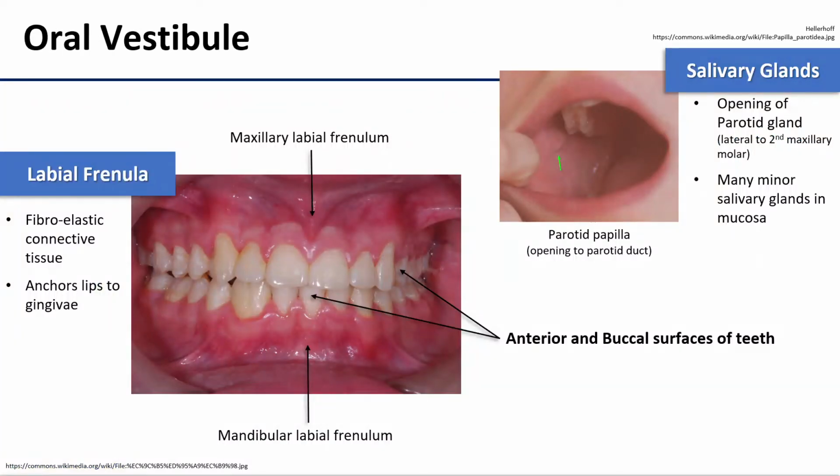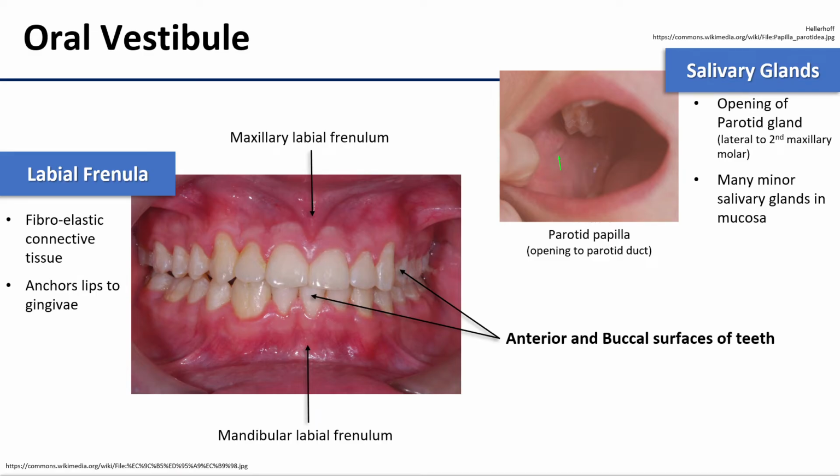Within the oral vestibule is where we're going to find the anterior and buccal surfaces of the teeth and gingivae. There are several prominent folds of fibroelastic connective tissue covered by mucosa that connect the gingivae out to the lips and the cheeks, as you can see on the image on the left. The two that anchor the gingivae to the lips are called the labial frenula, and there's one for each of the maxillary and mandibular gingivae.